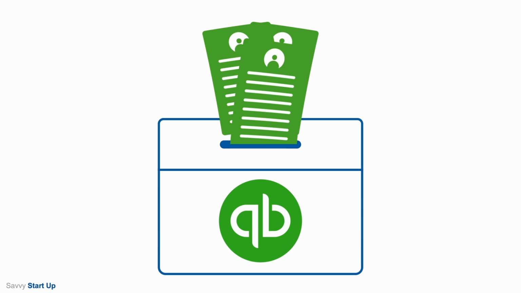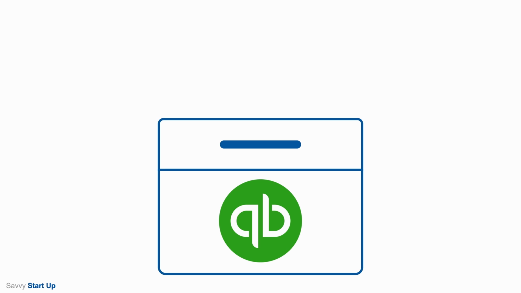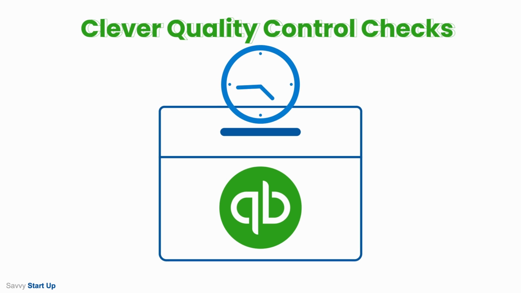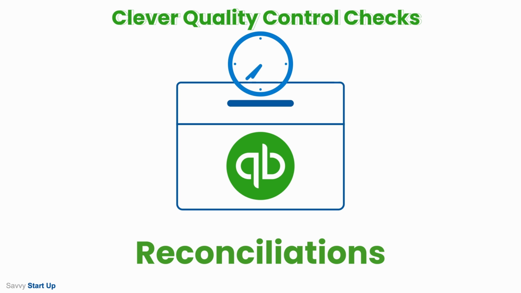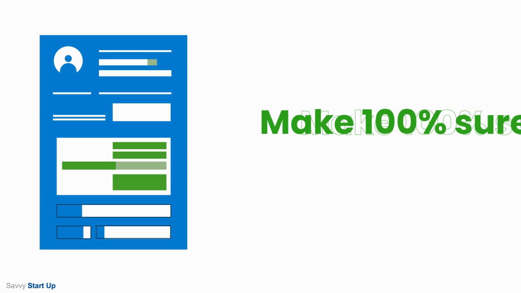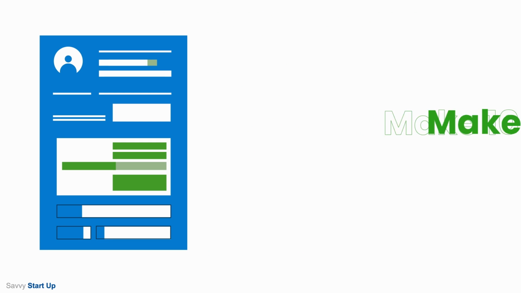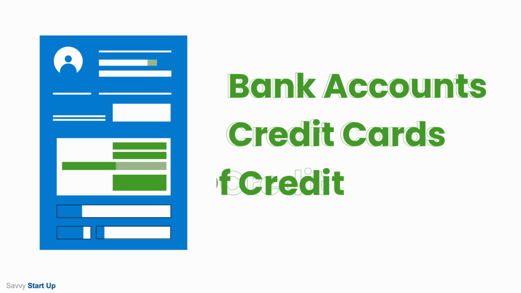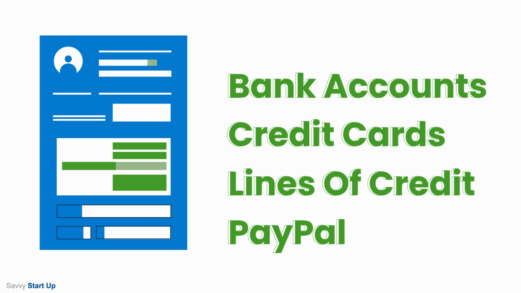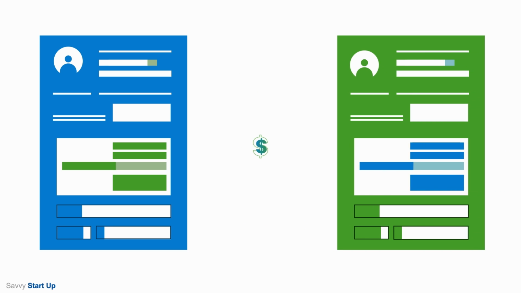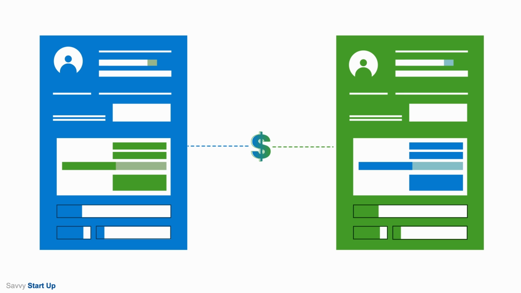After all your transactions have been coded to your different chart of account line items, it's time to essentially perform some clever quality control checks. These are called reconciliations. In this process, you make 100% sure that all the transactions in your bank accounts, credit cards, lines of credit, PayPal, etc. are all correctly listed in your QuickBooks account, and that the dollar amounts of those transactions are correct.